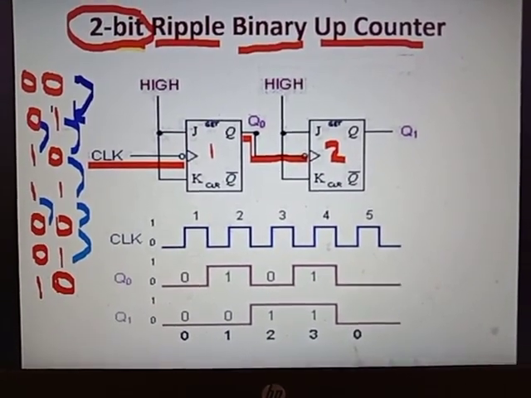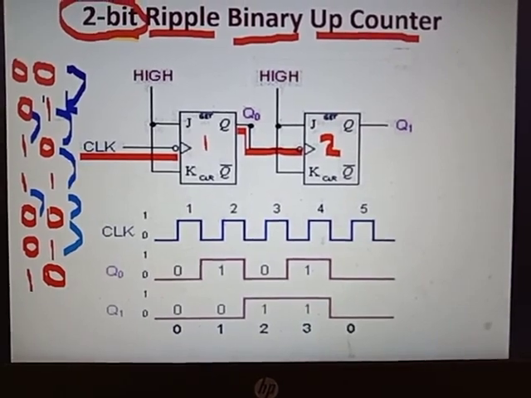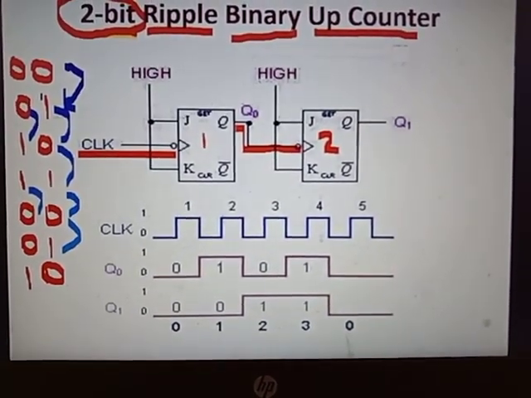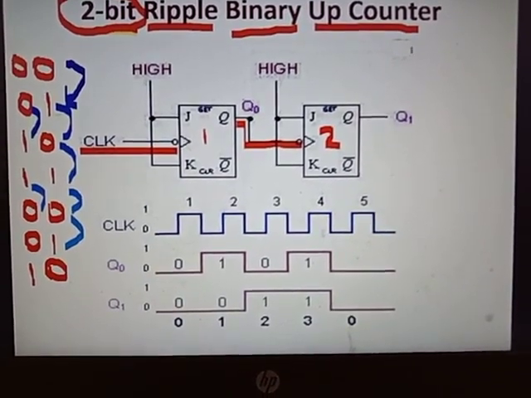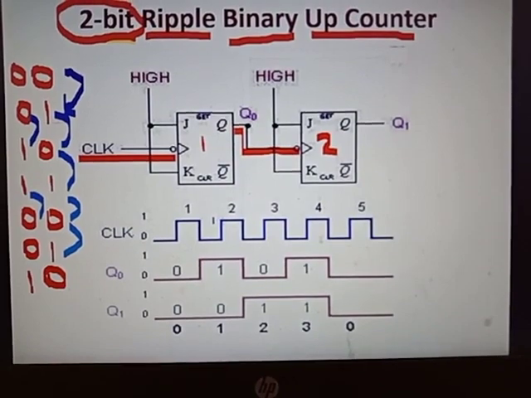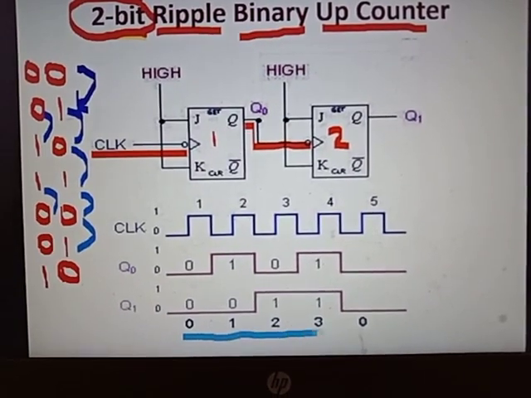So which flip-flop will be more useful? Either a JK flip-flop or a T flip-flop. Either you can use a T flip-flop or you can use a JK flip-flop with both J and K connected to a high value. That's all. So this is your circuit diagram of your 2-bit binary ripple counter. We call it an up counter because it is going to count in increasing order. See, 0, 1, 2, 3, 0 like that.